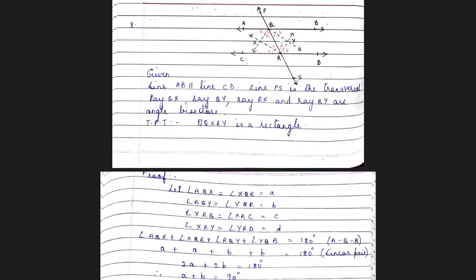You have been given, this is your figure, line AB is parallel to line CD, line PS is the transversal. Ray QX, ray QY, ray RX and ray RY are the angle bisectors. What must we prove? Quadrilateral QXRY is a rectangle. Children, it's a very easy sum, but you have to go through it very minutely to understand how to prove it as a rectangle. Though it's a bit lengthy, it's easy if you understand it properly.